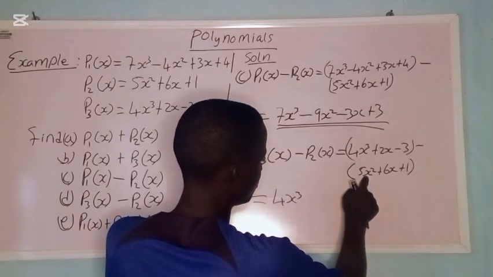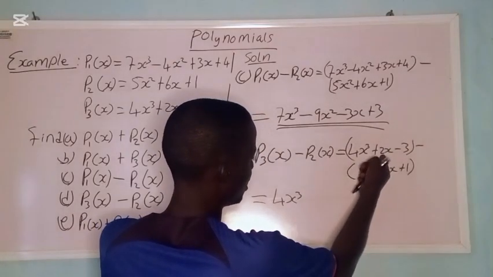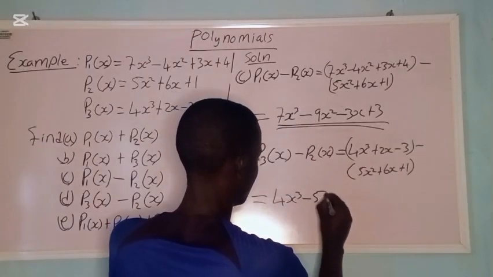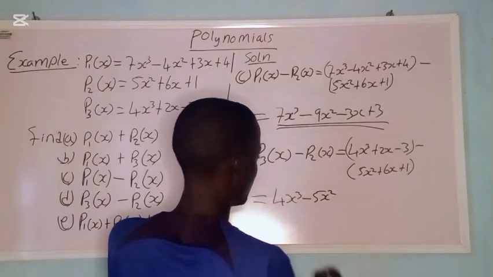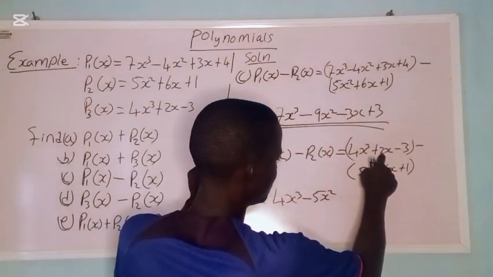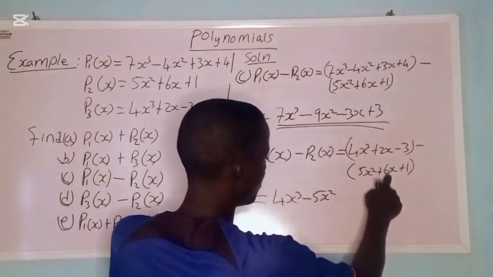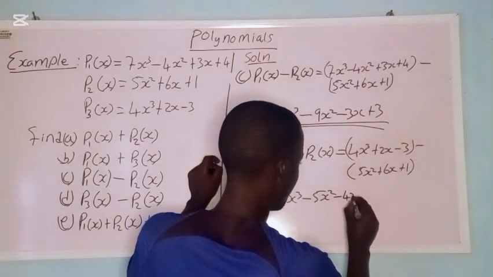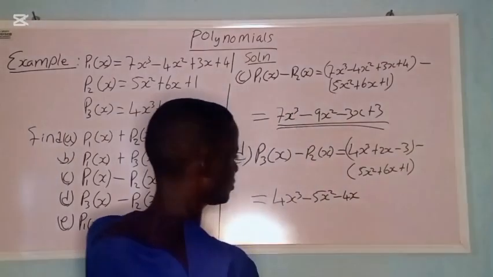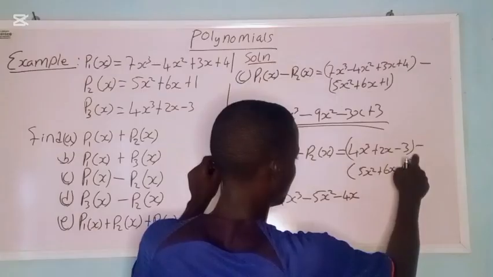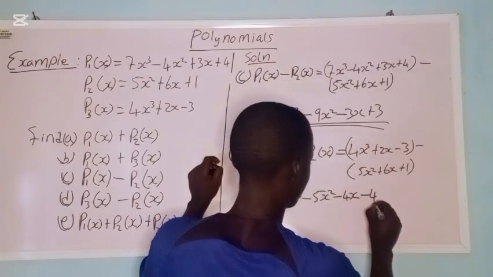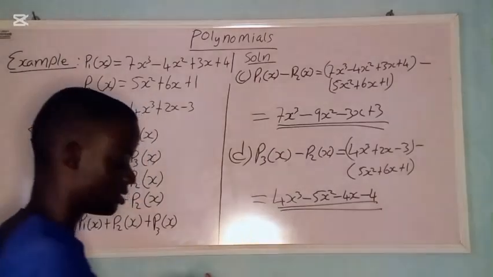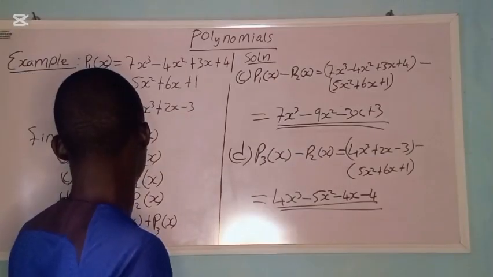So now let's go. Since this one too is the only one, this one does not have x squared, so now we'll have minus 5x squared. Then this one has it, so now 2x minus 6x will be minus 4x, then minus 3 minus 1 will be minus 4. That is the answer.